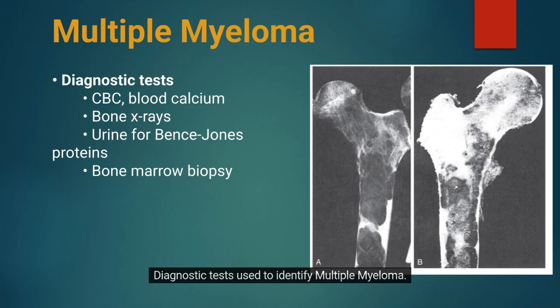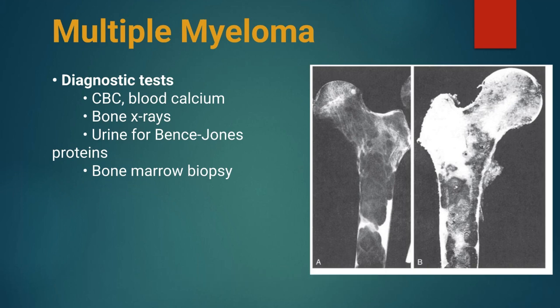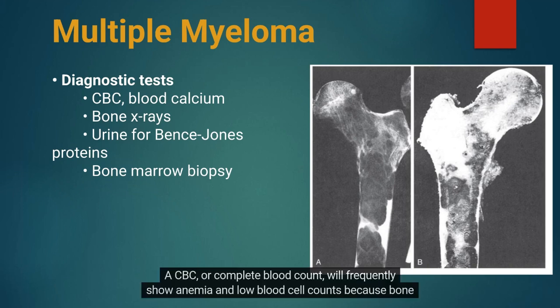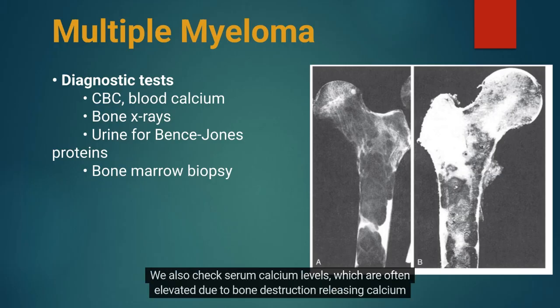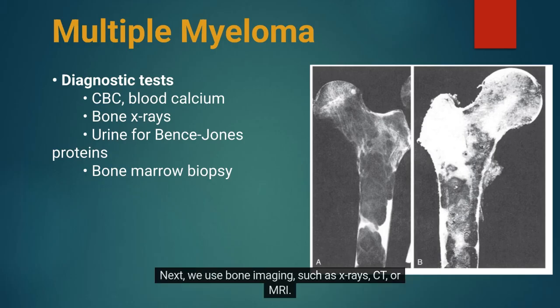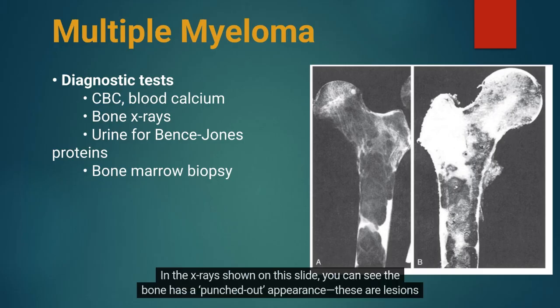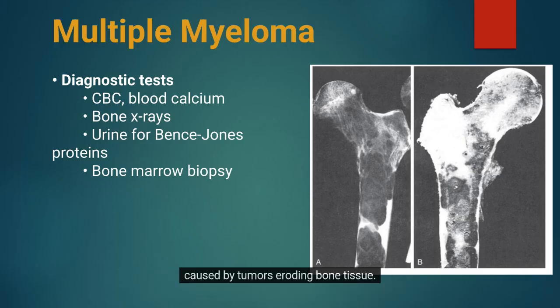Diagnostic tests used to identify multiple myeloma. The first step often includes blood tests. A CBC, or complete blood count, will frequently show anemia and low blood cell counts because bone marrow function is suppressed. We also check serum calcium levels, which are often elevated due to bone destruction releasing calcium into the bloodstream. Next, we use bone imaging, such as X-rays, CT, or MRI. In the X-rays shown on this slide, you can see the bone has a punched-out appearance. These are lesions caused by tumors eroding bone tissue.